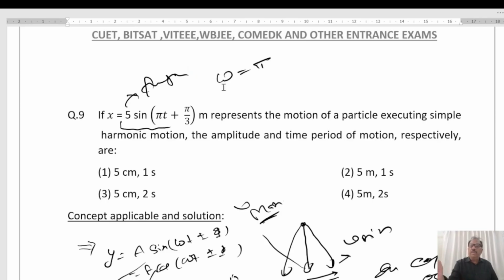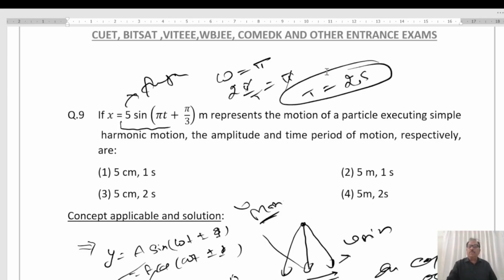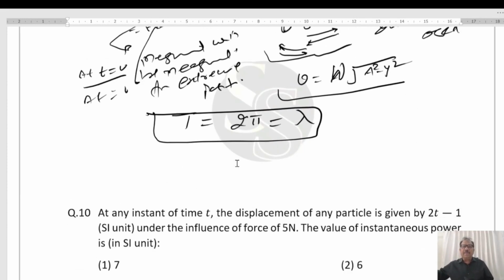Omega is pi, we have to find the time period. 2 pi by T equal to pi. Pi cancels, T comes out to be 2 seconds. So our correct option is 5 meter amplitude, 2 second time period. Fourth option is correct, right?